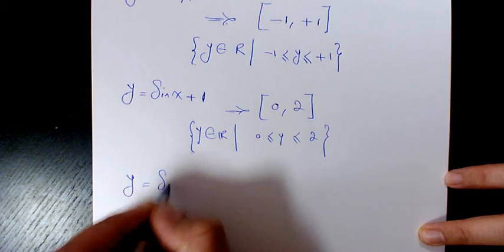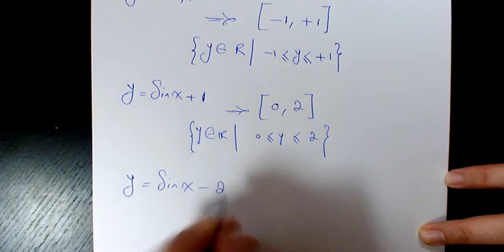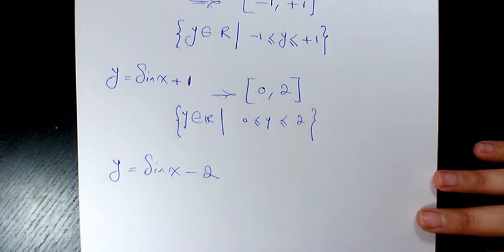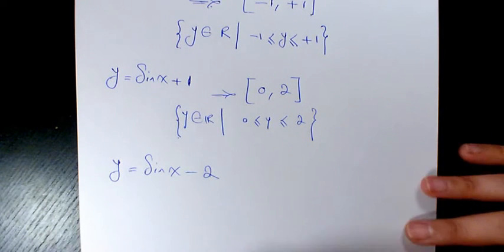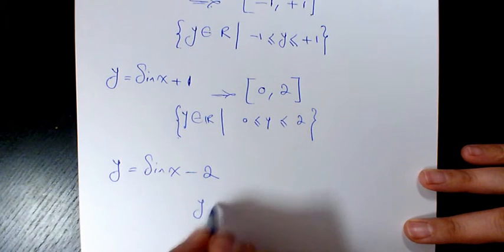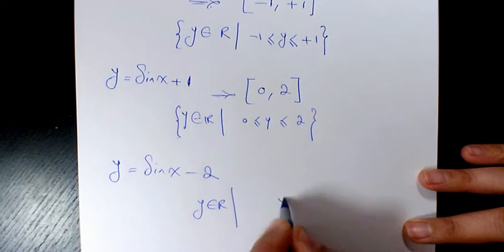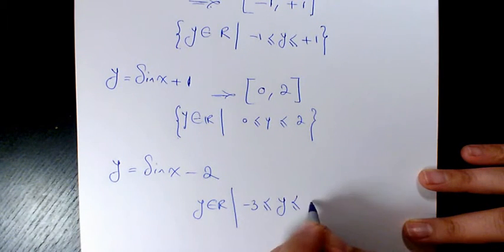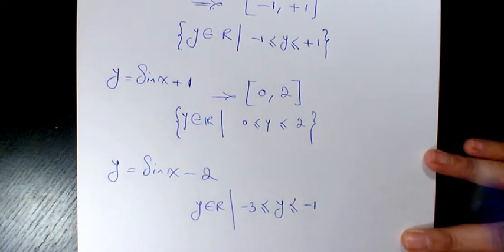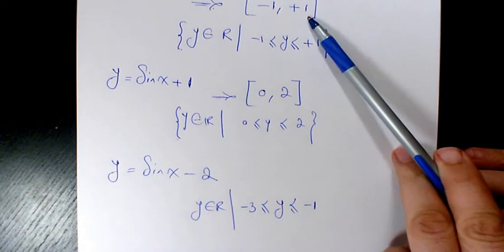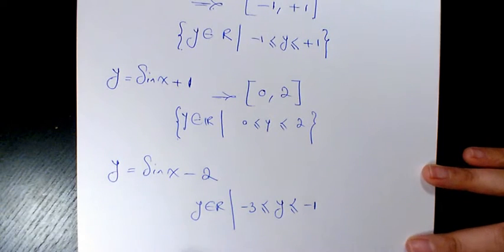If you want to have sin x - 2, for example, in this case we have a vertical shift by 2 units down, so it is going to go down by 2 units. So we have y ∈ ℝ, y is between -3 and -1, because -1 minus 2 is going to be -3, and +1 minus 2 is going to be -1.